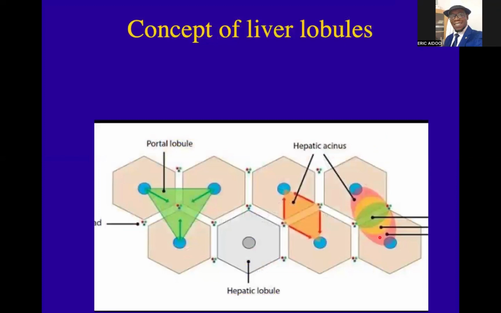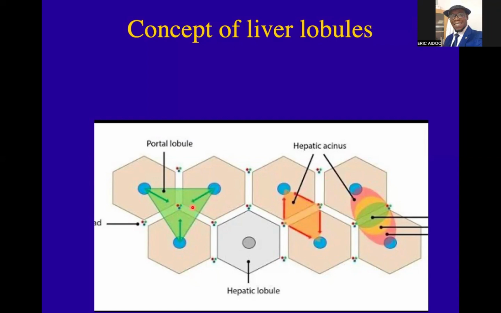There are some concepts of liver lobules. We usually call it the liver lobule concepts. We have three of them. You have the portal lobule concept, you have the hepatic lobule concept, and you have the hepatic acinus, also known as the hepatic acinus of Rappaport, which is the name of the scientist. You can say Rappaport if you don't want the T to sound, like a French. So portal lobule, hepatic lobule, and then hepatic acinus of Rappaport.